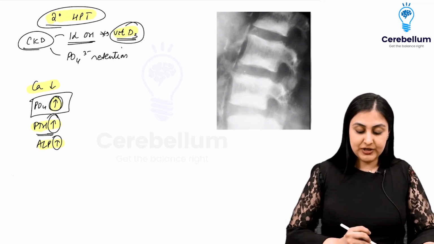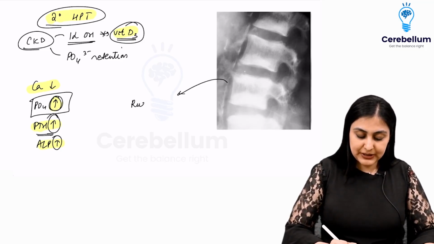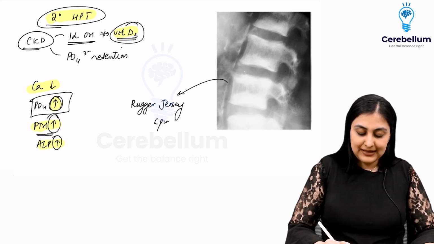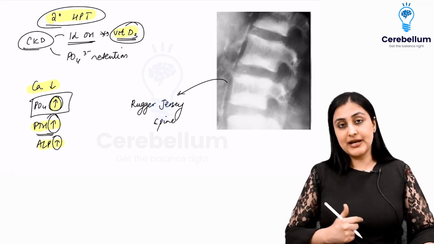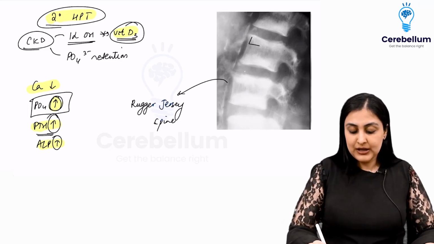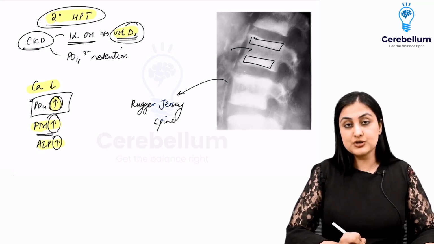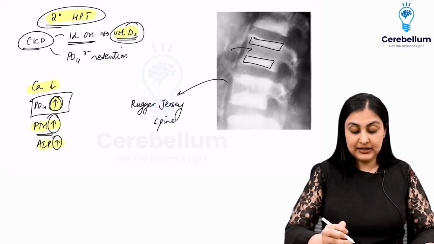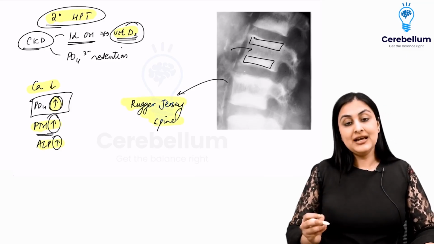Okay, so that is what is very, very important, and the resultant appearance in the spine is going to be called the rugger jersey spine. Like a rugby player's jersey, which has alternate black and white stripes, the vertebra here shows sclerotic end plates and then there is lucency in the central part. So the alternating white and black appearance here is likened to the rugger jersey.